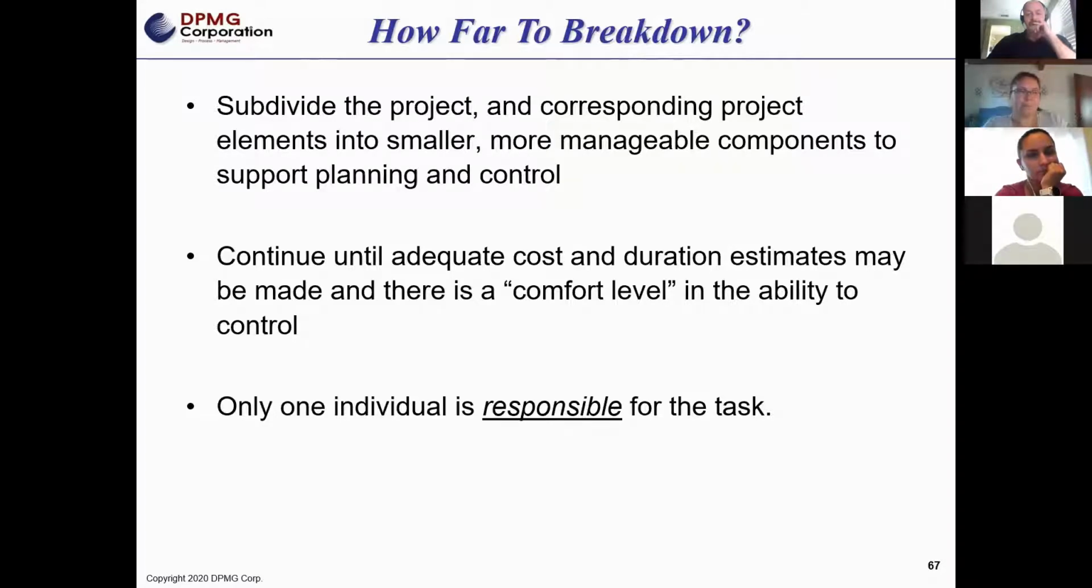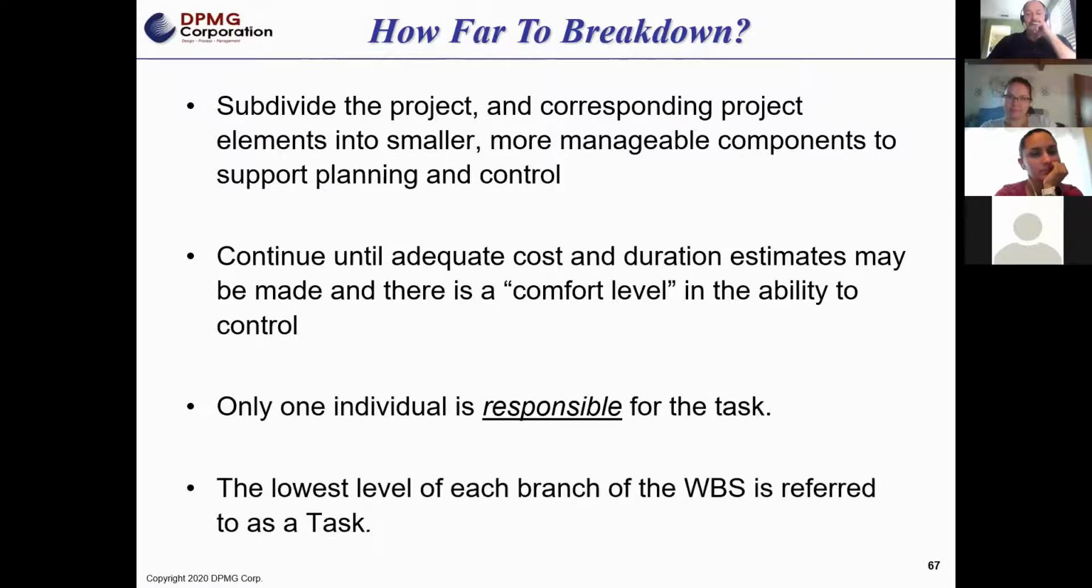You can't have two people, you can't have three, you can't have a department responsible, because when things go wrong, who are you going to hold accountable? There's no one responsible, so who are you going to hold? Yourself. So again, just remember that. And again, understand the lowest level of each branch of a work breakdown structure for what we're doing should be a task. We're not going to go below that.